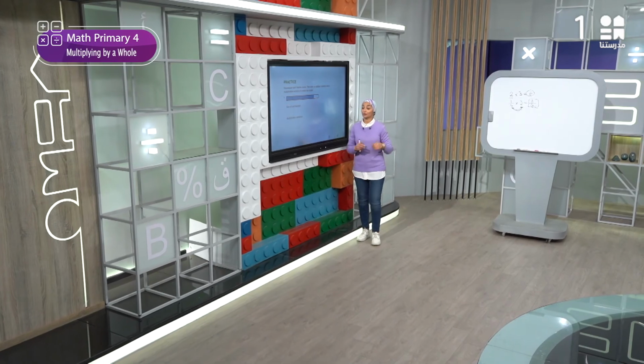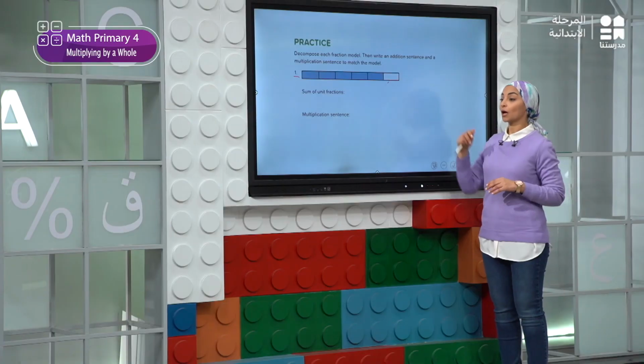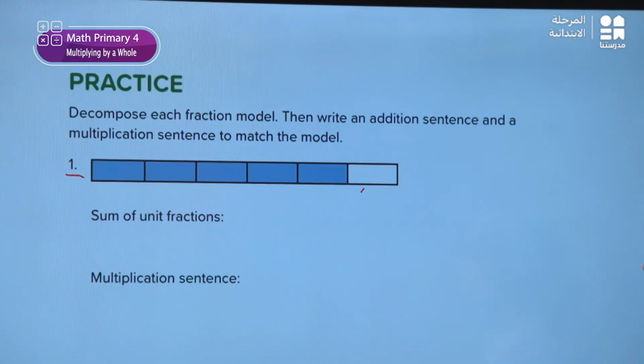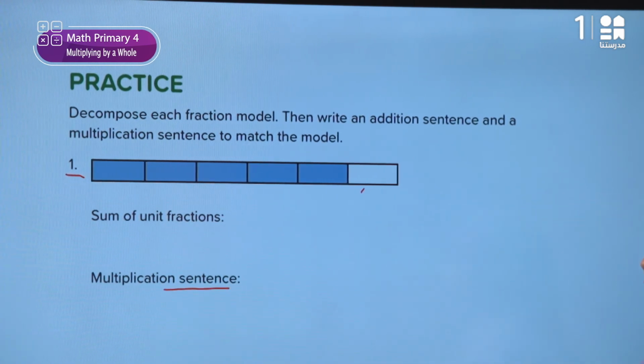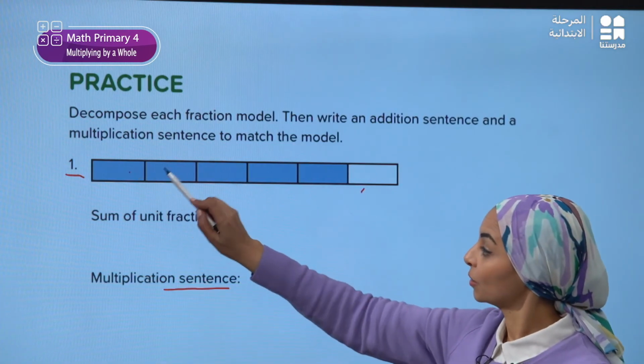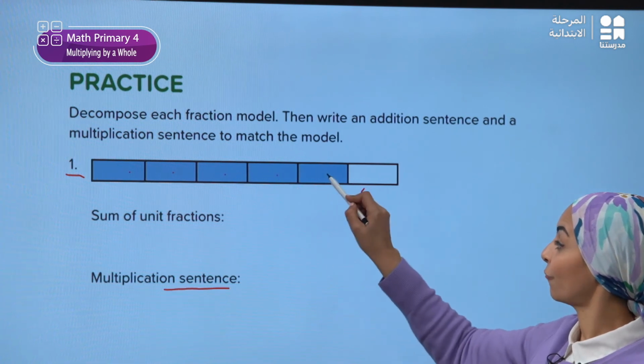طيب تعالوا نشوف بقى في first problem here. In the first one, we have a bar model زي ما احنا شايفين كده. This is the bar model. We want to write its fraction. وكمان we want to create an addition and multiplication sentence. Okay. Here the bar model is made up of how many parts? Let's count them together. تعالوا كده نعد how many parts. So here I have 1, 2, 3, 4, 5 and 6.